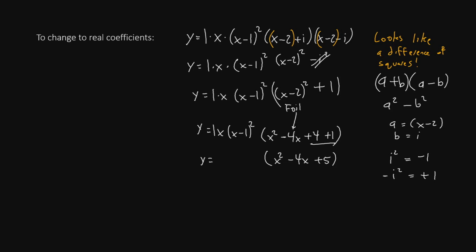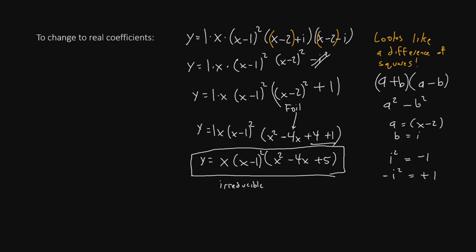And so our final answer is going to be y equals x times (x minus 1) squared times (x squared minus 4x plus 5). There you go. So if they ever ask you to do irreducible quadratic, that's what they're asking for you to change all the imaginaries to some sort of quadratic form by multiplying these two parentheses together.